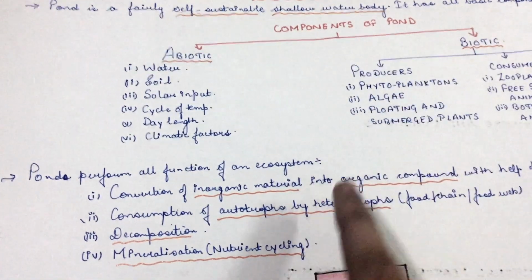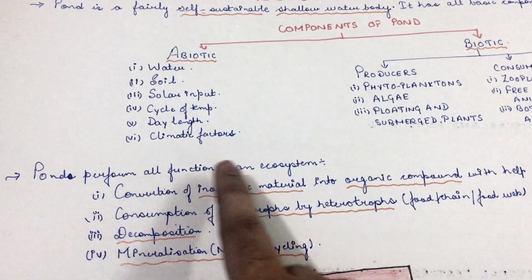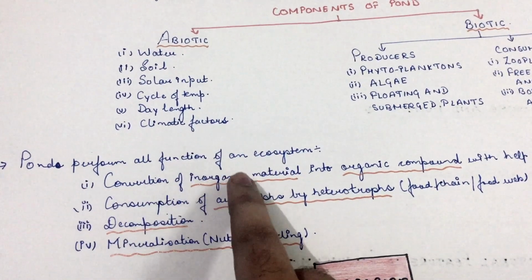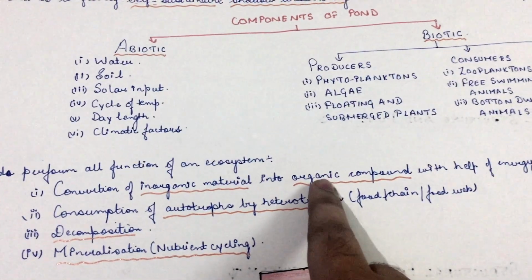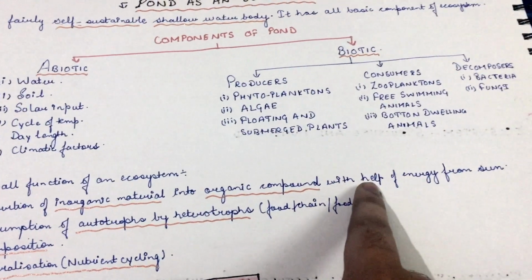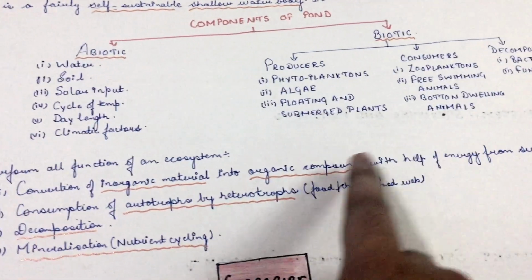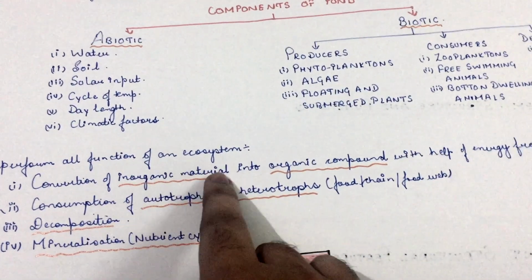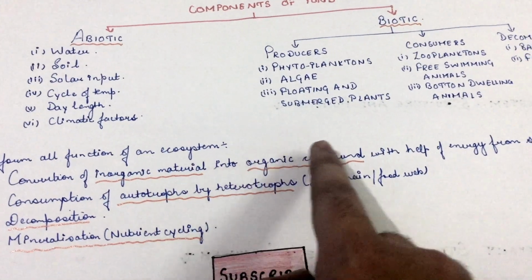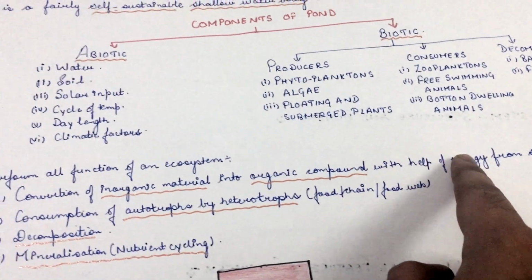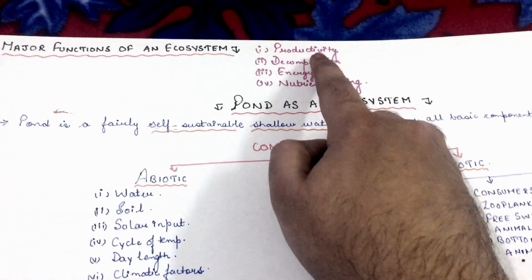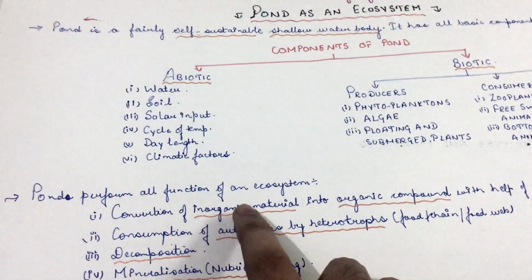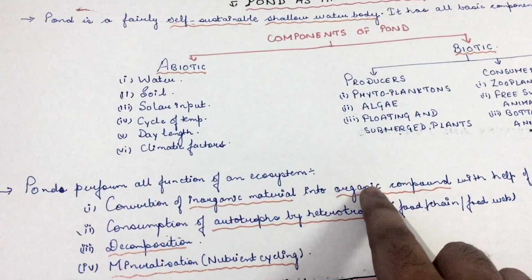ecosystem should have. The second point is that pond performs all the functions of an ecosystem. For example, conversion of inorganic material into organic compounds with the help of energy from the sun, the process called photosynthesis. So the first function of an ecosystem, productivity, should be clear to you, meaning conversion of inorganic material to organic compound.